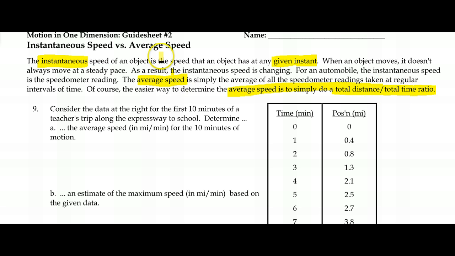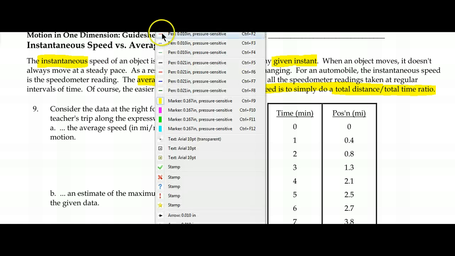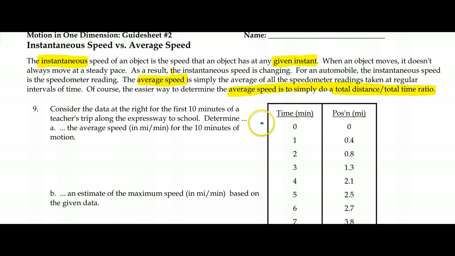Okay, we're going to look at a couple of cases. In the first one, we're talking about the data here on the chart. And we're talking about somebody driving their car along a highway. And they start at 0 time. We track their motion every minute, where they're located, and in that time period they go 7.6 miles. So the first thing we want to do is figure out the average speed in miles per minute.